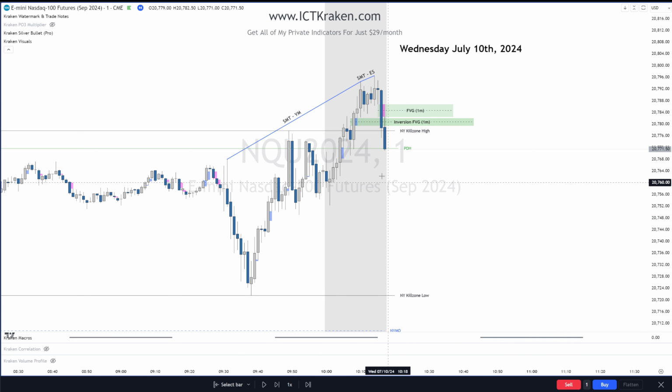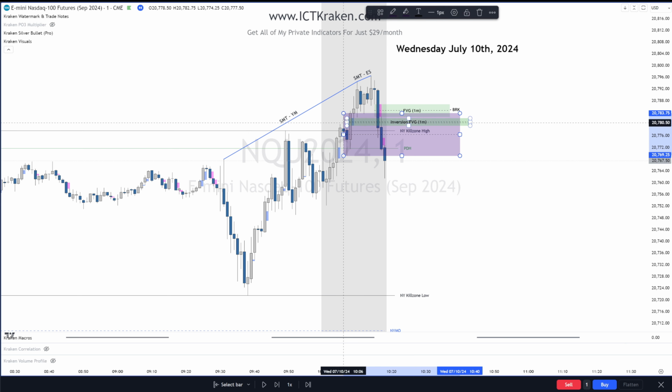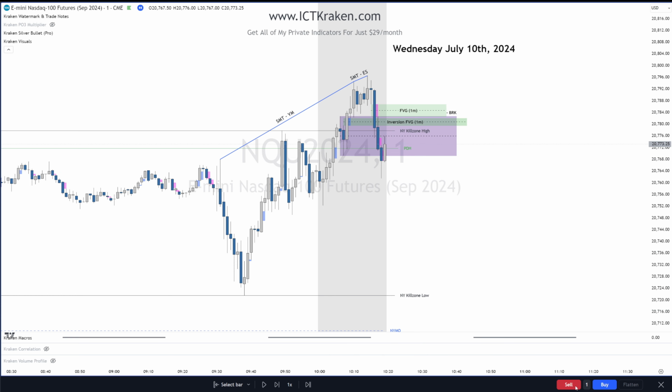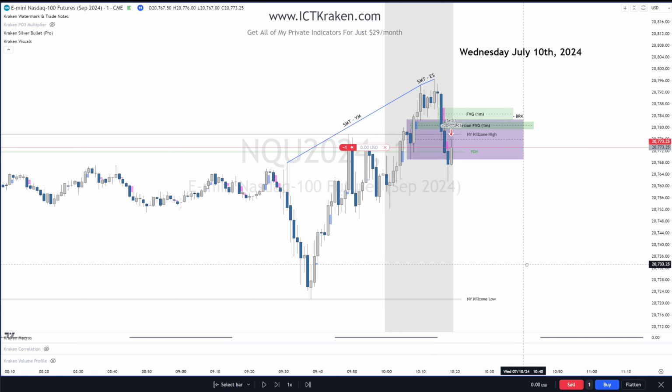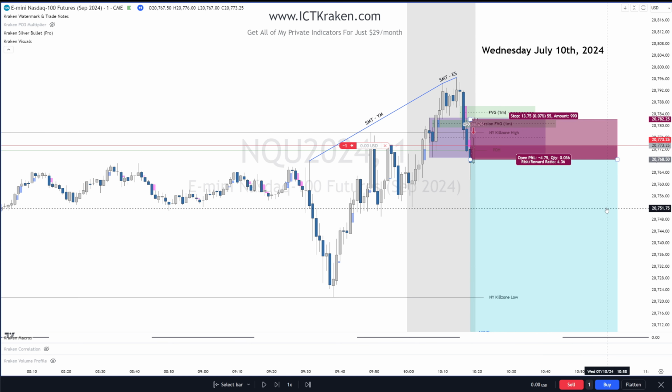Okay, so I want to see the breaker. So this is what I was looking for, this breaker block. Let's go right here, and actually goes to here. Okay, that's my breaker. So anything that comes in here, I will take a trade. All right, so we're going to sell one there. Let's move this over. Let's put our position on.